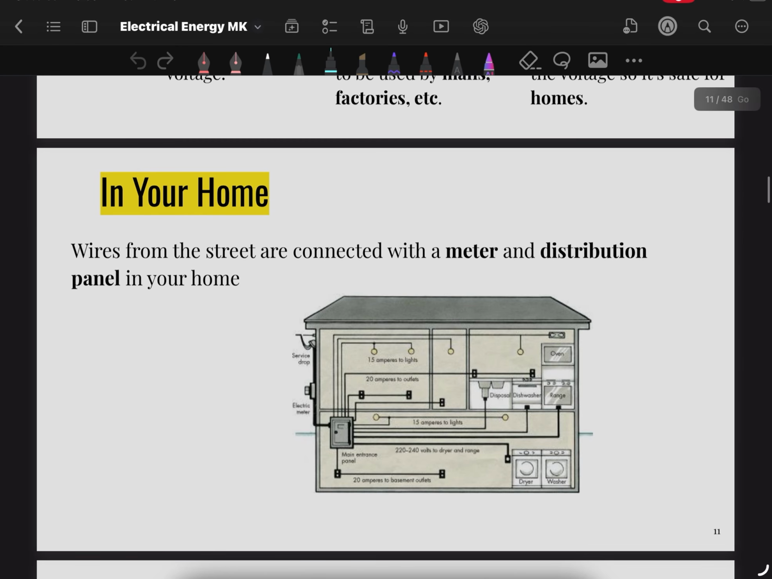Alright, now let's talk about what's happening in your home. In your home, there's basically a meter and a distribution panel. The meter tracks the electrical energy that's being used in your home. We also have the distribution panel here, which allows you to turn on and off different electrical outputs. For example, 50 amperes here, 20 amperes here, and it allows you to use all your utilities and all your electrical components in your home.